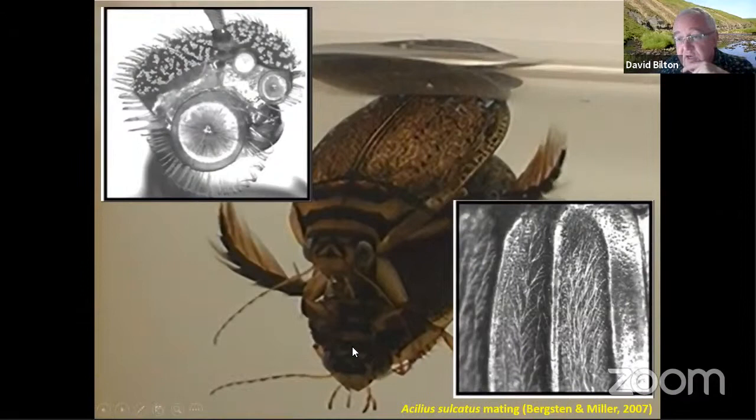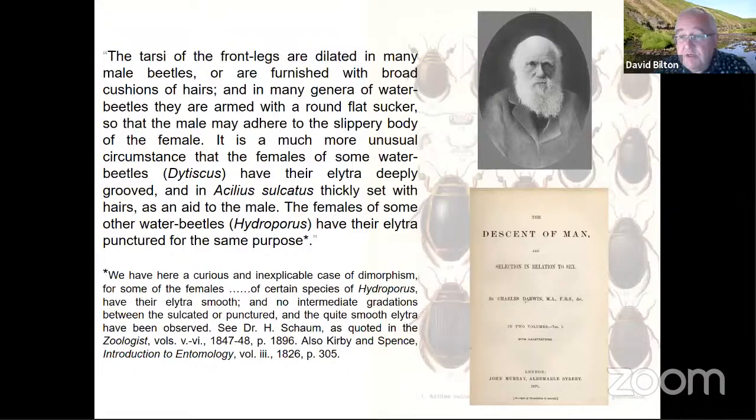So there's this kind of arms race going on. Females develop these rough sculptured surfaces, males develop countermeasures. Countermeasures get a response from females, and you get this cyclical, reciprocal evolution of these characters. So rather than being an aid to the male, as Darwin predicted, these are exactly the opposite. This is one of the occasions where the great man got it wrong, we're afraid.